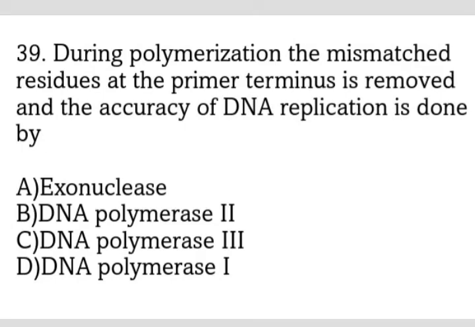Question number 39. During polymerization, the mismatched residues at the primer terminus are removed and the accuracy of DNA replication is maintained by option A, exonuclease, option B, DNA polymerase II, option C, DNA polymerase III, option D, DNA polymerase I. The answer is option D, DNA polymerase I.